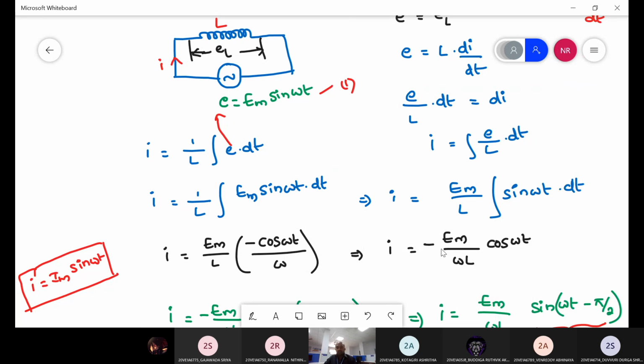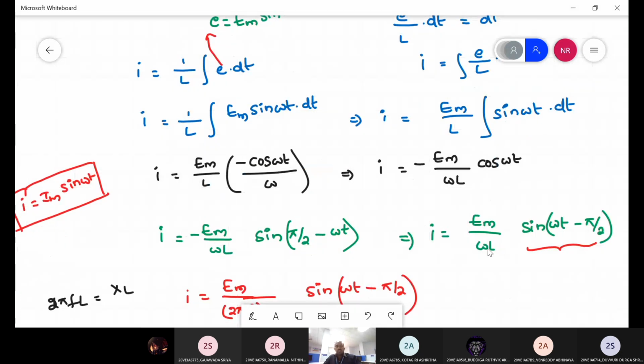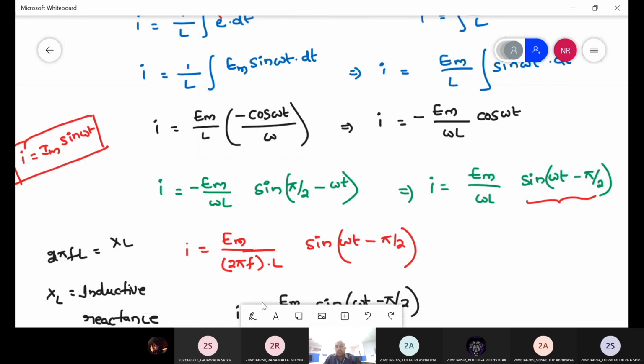Then taking the minus common, we get minus Em by omega L cos omega t. How did I write cos omega t? As sin of pi by 2 minus omega t. Then taking the minus common, it becomes sin of omega t minus pi by 2, right? So again that equation is E by omega L, where omega is 2 pi f, times L sin of omega t minus pi by 2.